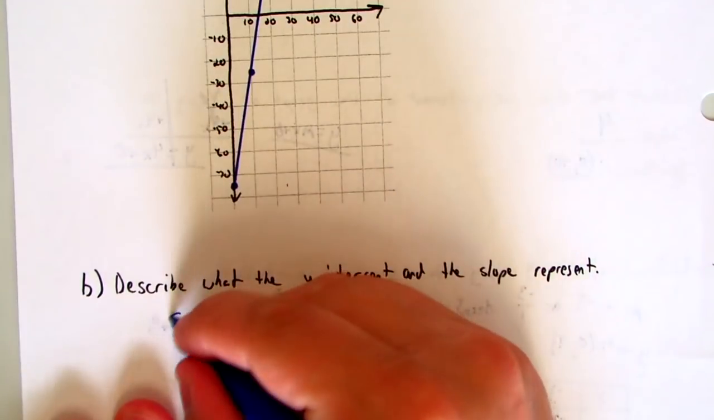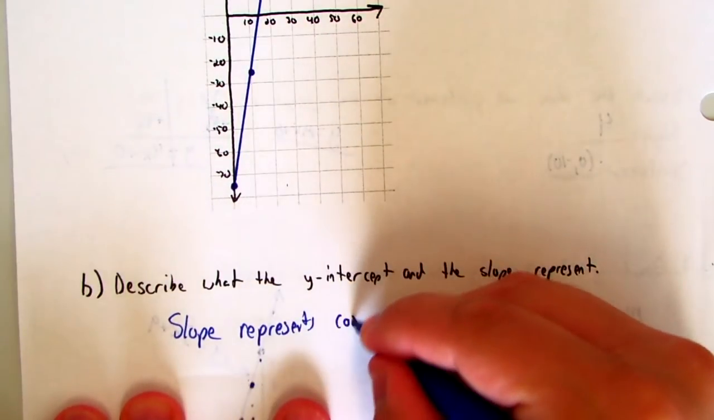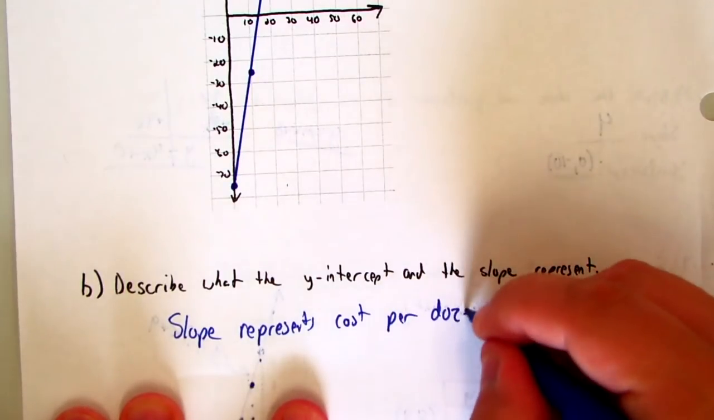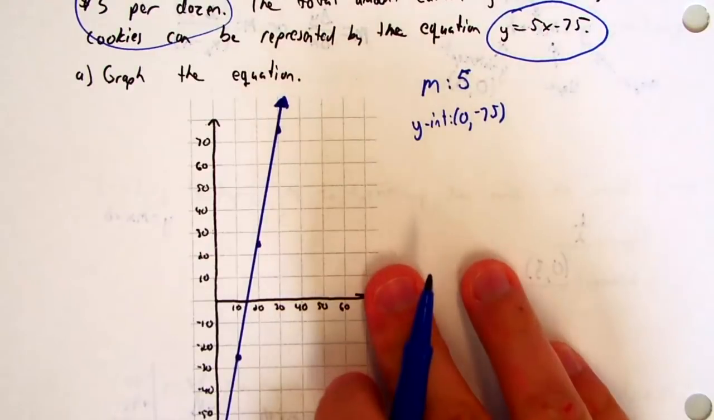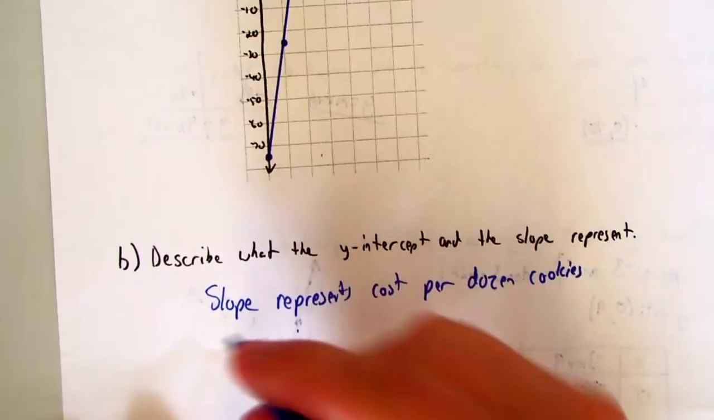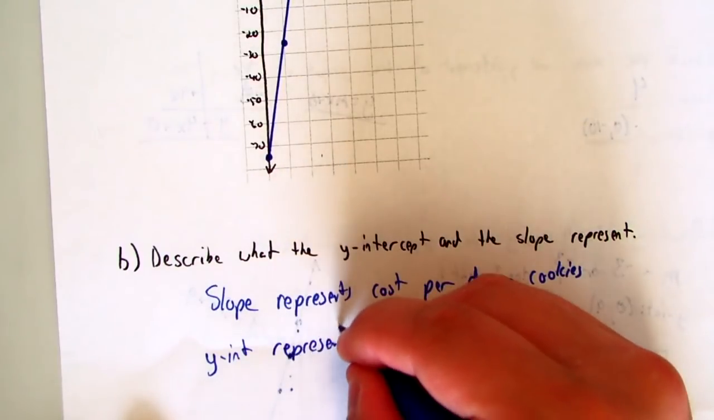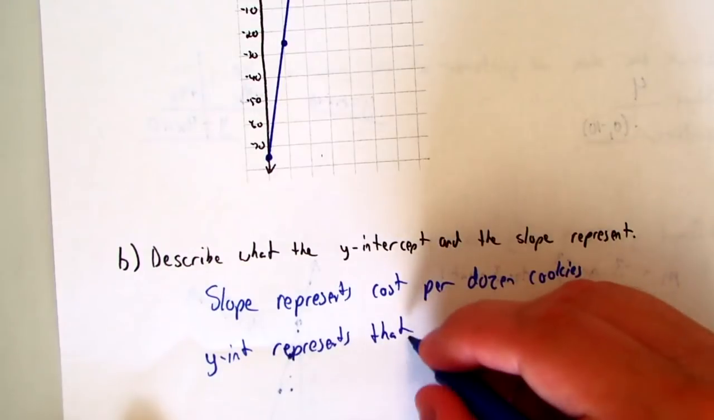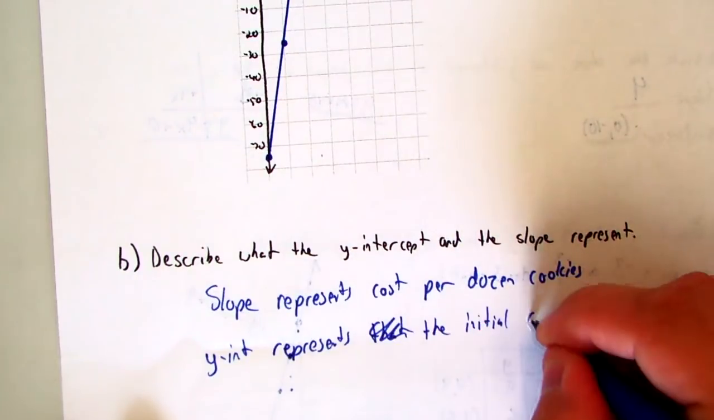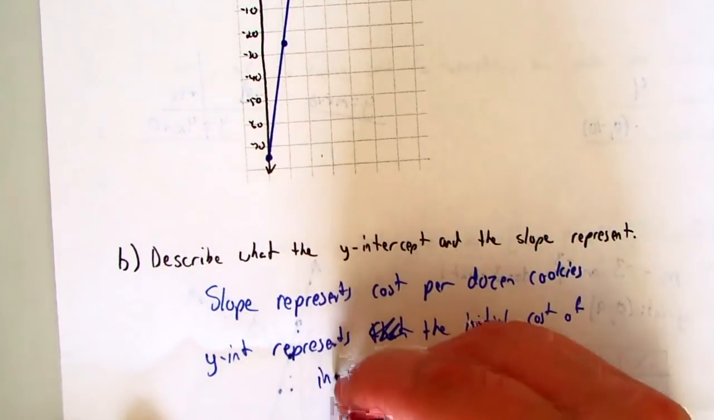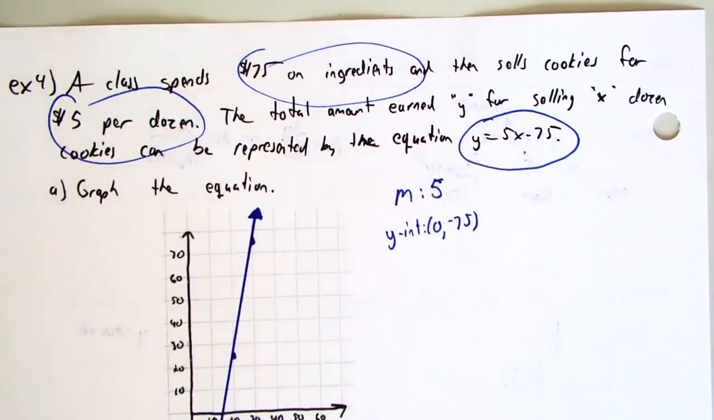Next, letter B says describe what the y-intercept and the slope represent. The slope represents the cost per dozen cookies, because that's what it says here, $5 per dozen. The y-intercept represents the initial cost of ingredients, which is right here.